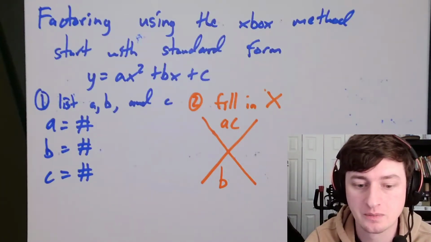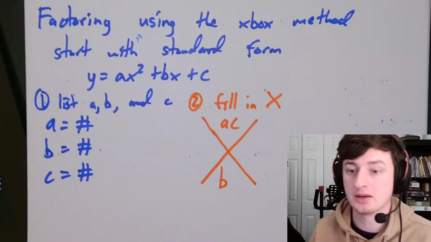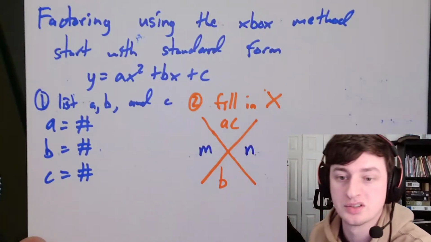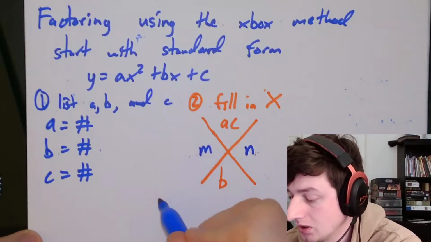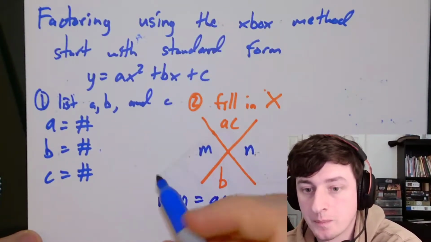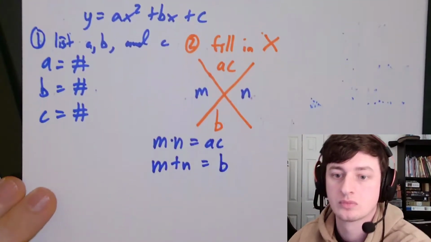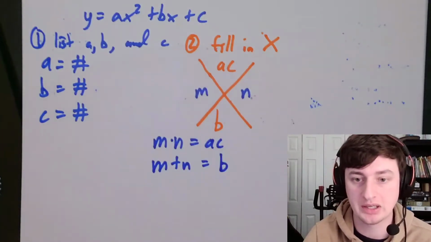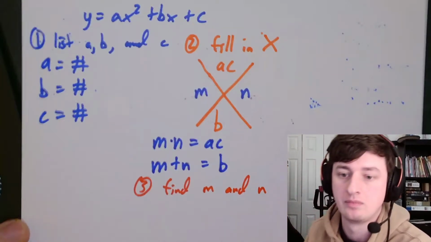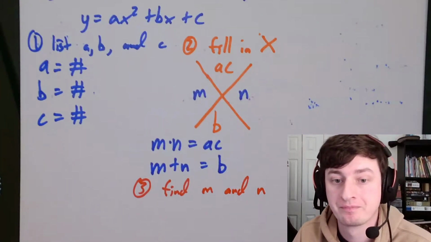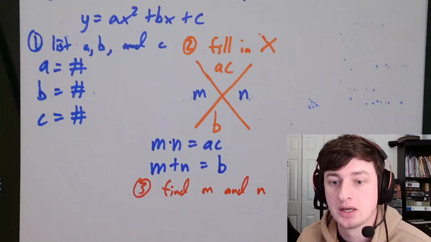Okay, so from here, once you've multiplied those two, we're going to find two other numbers. These two numbers are going to multiply to make AC and add to make B. So M and N, we're going to need to do some deductive reasoning. M times N is going to equal whatever AC is, and M plus N equals B. So step 2 is fill in the box. Step 3, find M and N. We're going to have to figure out what those are. It's not necessarily going to be the easiest thing to figure those numbers out. But what are two numbers that multiply to make AC and add to B?